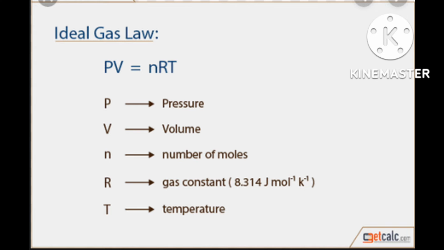Now we know, as we just discussed, V is directly proportional to n or V is equal to Kn according to Avogadro's law. This is actually Avogadro's law. V is equal to Kn and n is equal to m upon M. Then now you get the relation V is equal to K into m divided by M. K was already there, and in the place of n you have written m divided by M.